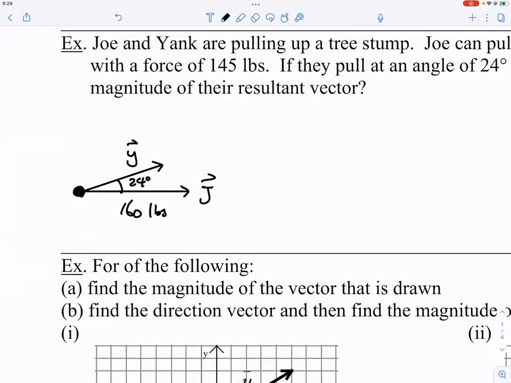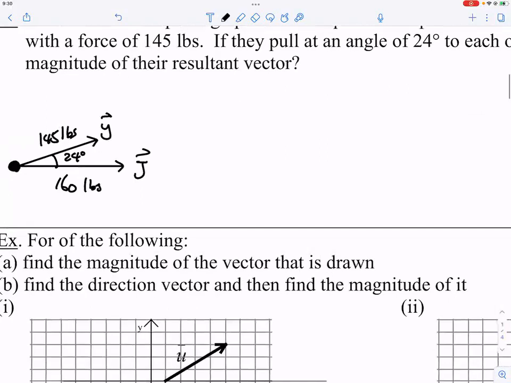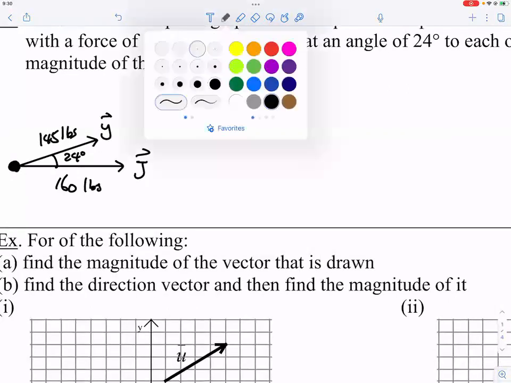All right, you have a tree stump, two guys are pulling with a great deal of force. Let me write down the force here as well. This is 145 pounds. That's the force, with an angle of 24 degrees. Now, however, these two vectors are not connected from head to tail, so that would not be the diagram we are working with. Eventually, we have to transform this diagram a little bit.